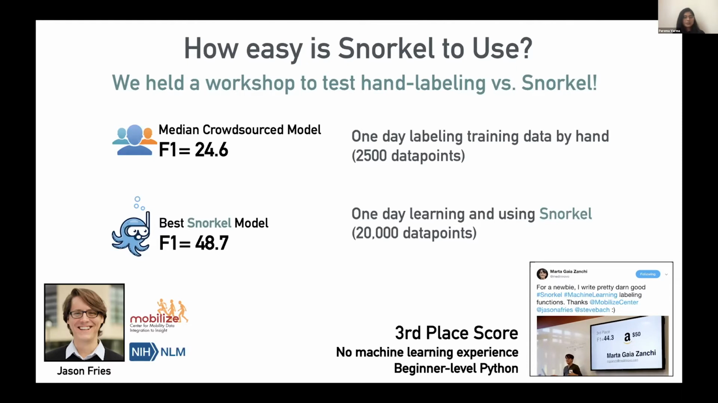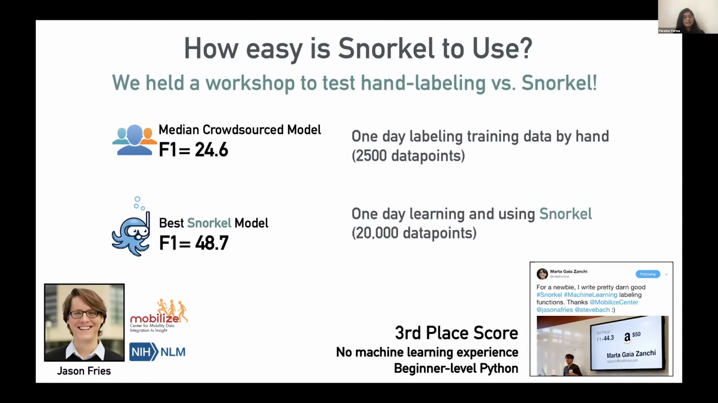So what we did was we split them into two groups. On the first day, one group spent time just hand labeling data points. They had, I think, 4 or 5 hours, and all they did was hand label data points and then train a machine learning model. And what we saw was that the average score of the trained model with hand labeled data points was around 24.6 F1 points.